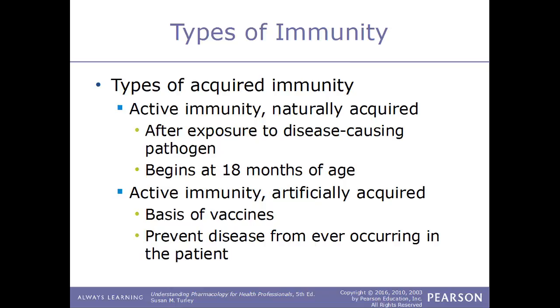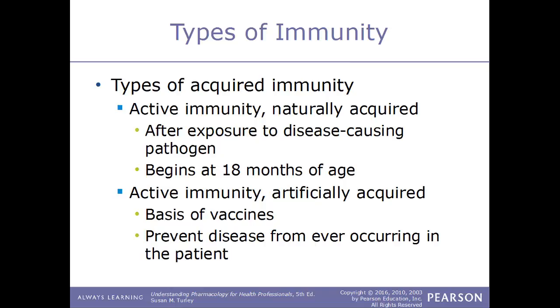And the last kind of acquired immunity is artificially acquired active immunity. And this is the basis of vaccines. And the point of this is to prevent disease from ever occurring in the patient. And if you notice, there's a pattern here between naturally acquired or artificially acquired, or active immunity or passive immunity. And those terms have very specific meanings.